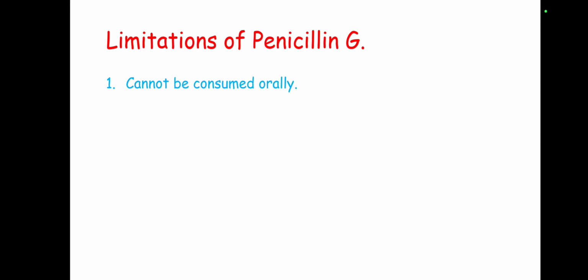So the first problem was it cannot be consumed orally. So we need to give it by injection. Second problem is it is very short acting. So it needs to be given several times a day. Third problem is its narrow spectrum. Penicillin G is mainly effective against gram-positive bacteria. It has very little activity against gram-negative bacteria. This shows its narrow spectrum.